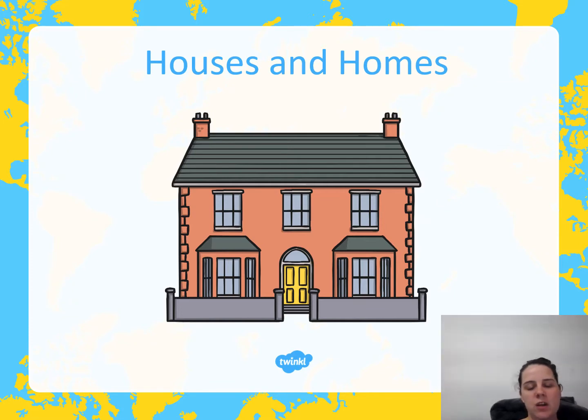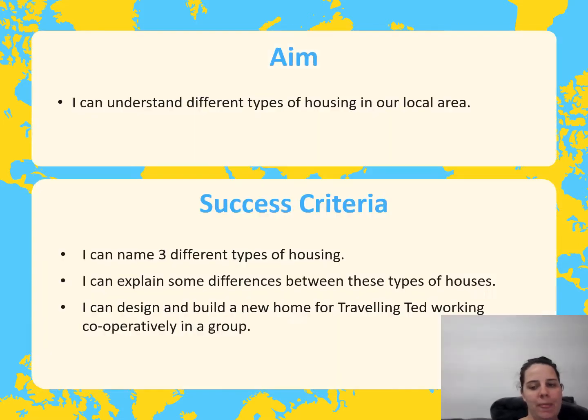Okay, so today we're going to learn about houses and homes. The aim is: I can understand different types of houses in our local area. I can name 3 different types of housing. I can explain some differences between these types of houses. I can design and build a new home for Travelling Ted, working cooperatively in a group.